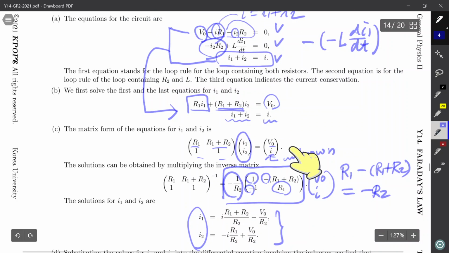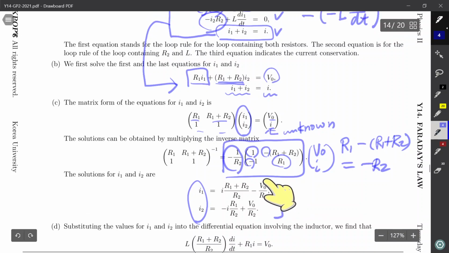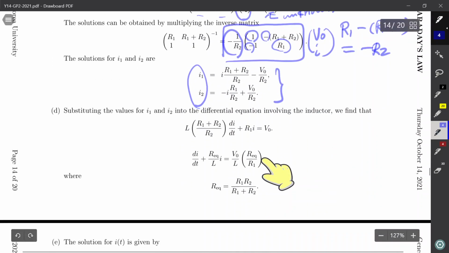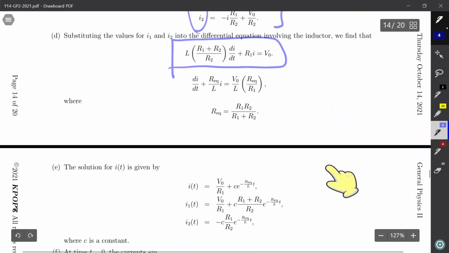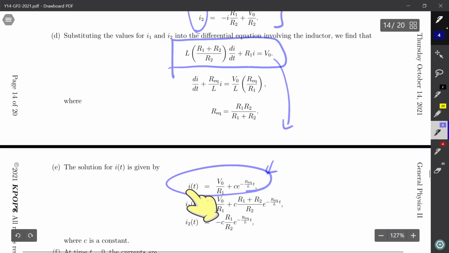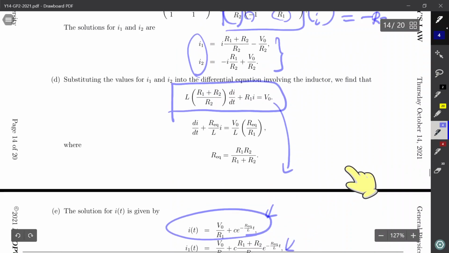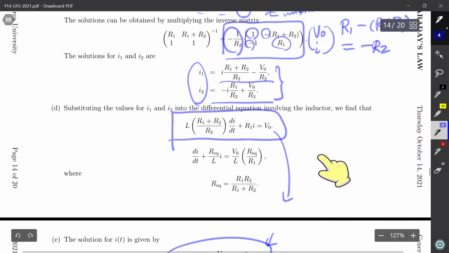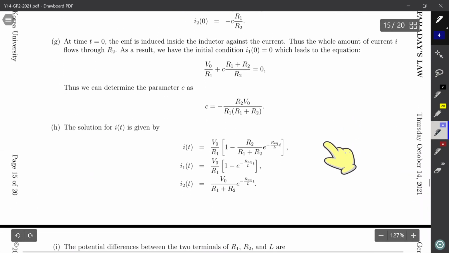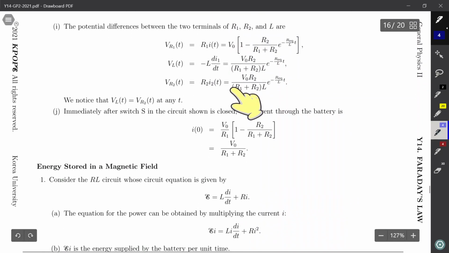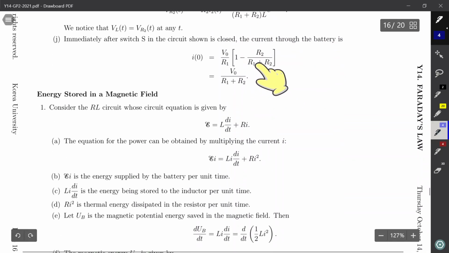And then you substitute this I1 and I2 in terms of I into the middle equation. This equation reduces to an equation for an RL circuit. We know the solution for this L circuit. Finally, we find the solution for this, and then once I is determined, then I1 and I2 are automatically determined through this. The next steps are straightforward. I won't describe them in detail further.